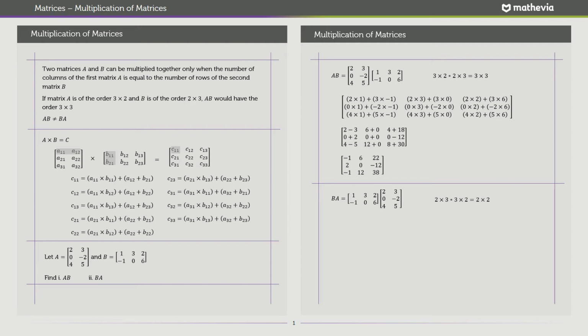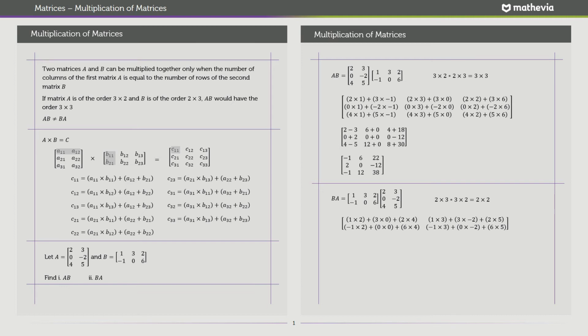Now B times A, we have a 2 by 3 multiplying a 3 by 2, so our result is actually a 2 by 2. And this is how we work it. This time around we actually have three sets of products for each of the elements in the matrix.